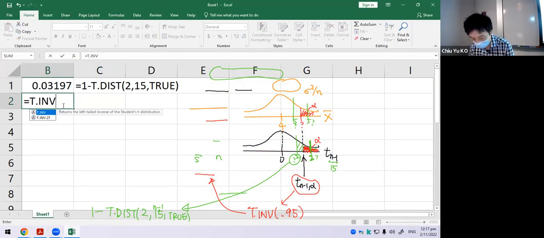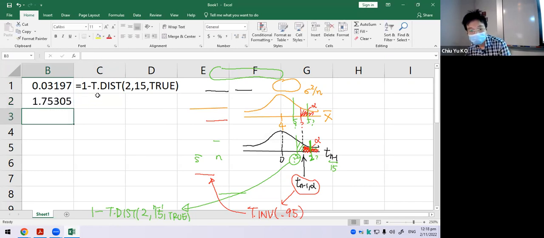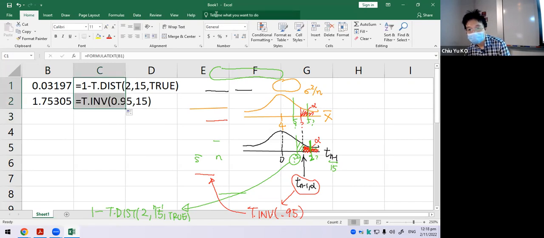So T inverse 0.95. Oh, sorry, I forgot to put the degrees of freedom, which is 15. I forgot to put 15 here. Sorry. 0.95 and then 15. So that would be the case you would proceed.